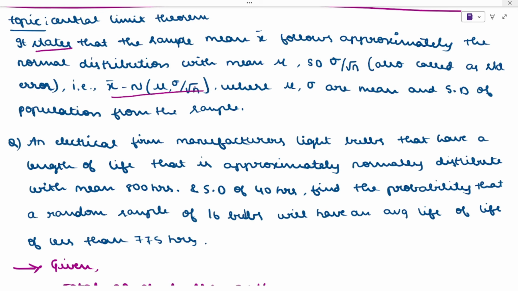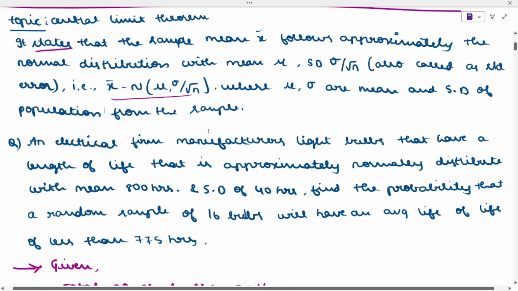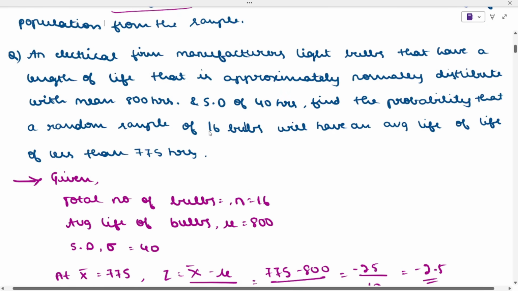You just explain what each term is. X bar is the sample mean, mu is the mean, sigma is the standard deviation, and n is the number of samples, of the population from the sample. This statement you can study easily. I'll explain the problems about that.